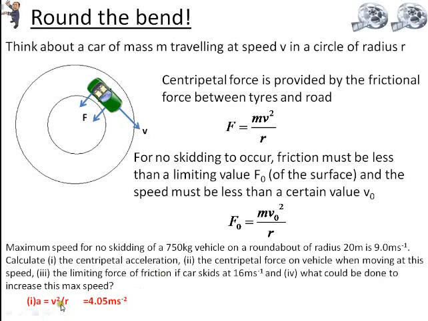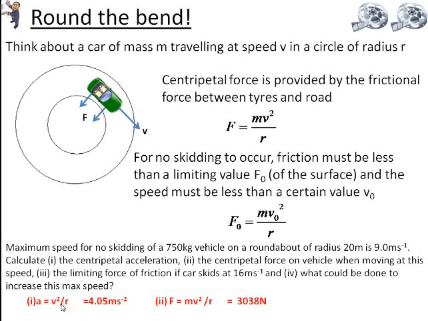That's a equals v squared over r again. So we've got 9 squared divided by the radius of 20 to give an answer of 4.05 metres per second squared. The centripetal force on the vehicle when moving at this speed, well, the centripetal force is F equals mv squared over r, or we can just take our last answer and multiply it by the mass. If we do that, we get an answer of 3,038 newtons.